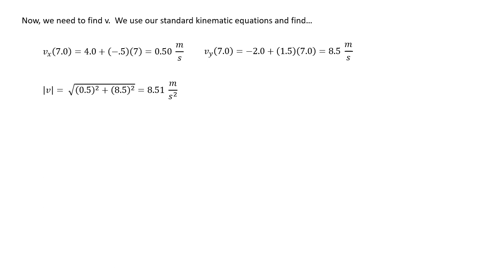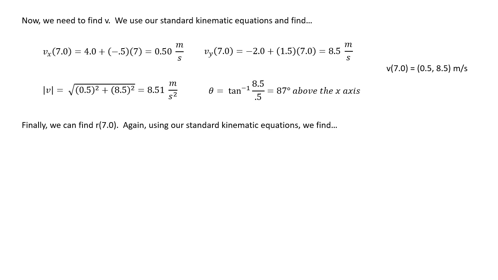Putting those together trigonometrically, I find that my velocity is going to be 8.51 meters per second. I know I'm using 3 sig figs rather than 2. I just picked bad numbers for the demo, because otherwise my velocity would be about the same thing as in the y direction. My angle turns out to be 87 degrees above the x-axis. Again, if I write that as a vector, v at 7 seconds is equal to 0.5, 8.5 meters per second.